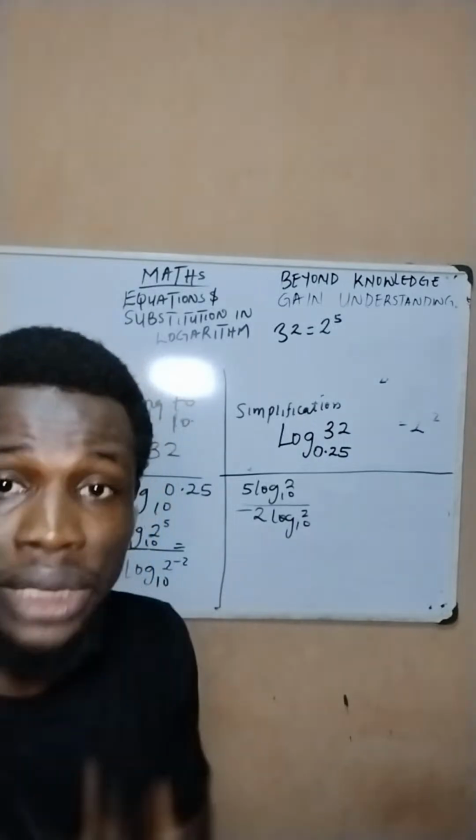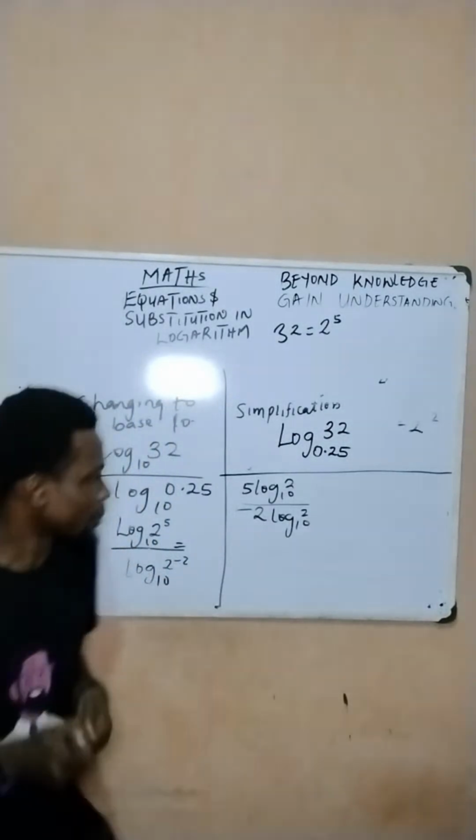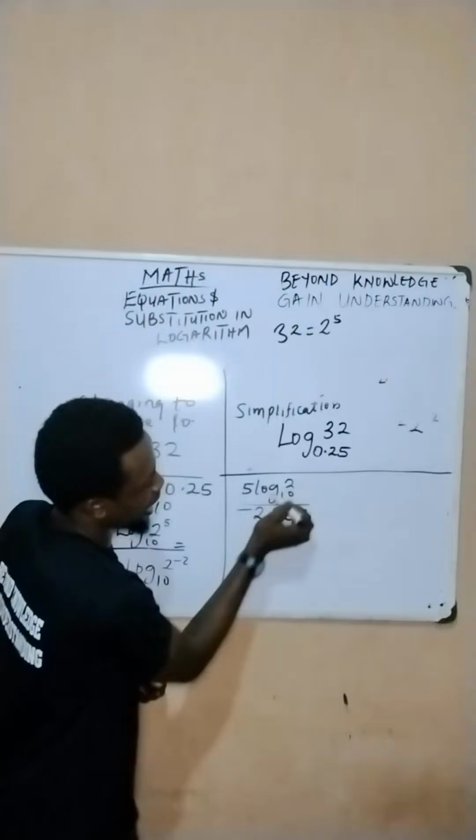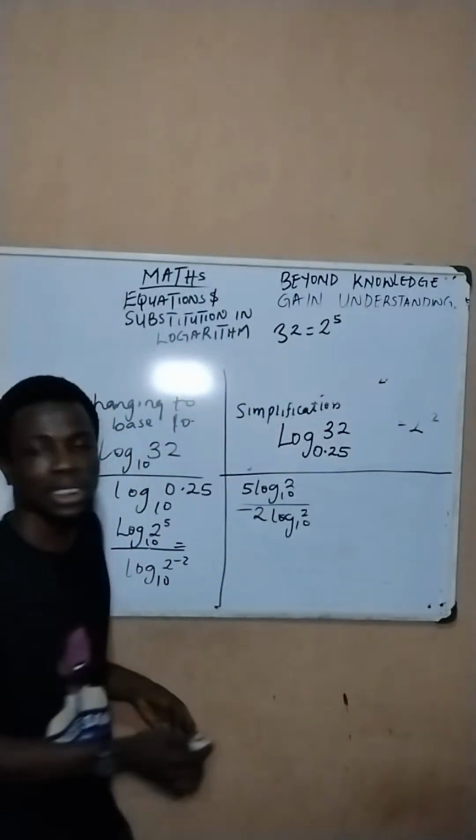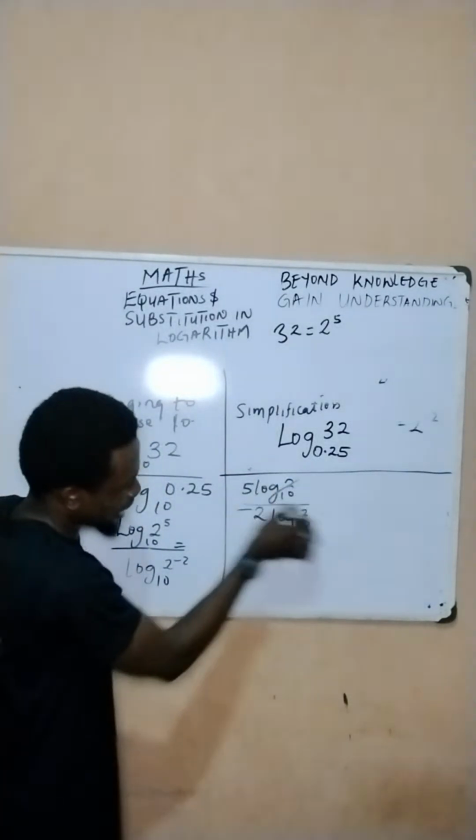Now I've got it at the angle that I want. What do I mean by that? You see that in the numerator, I have log 2 base 10, and it's common to both the numerator and the denominator. So they can simply go and cancel out each other.